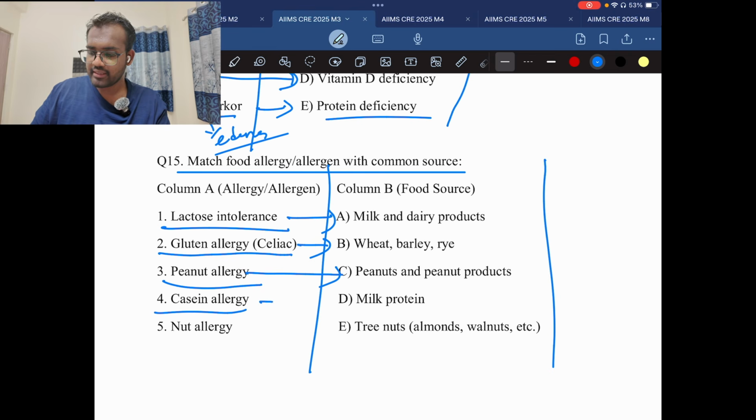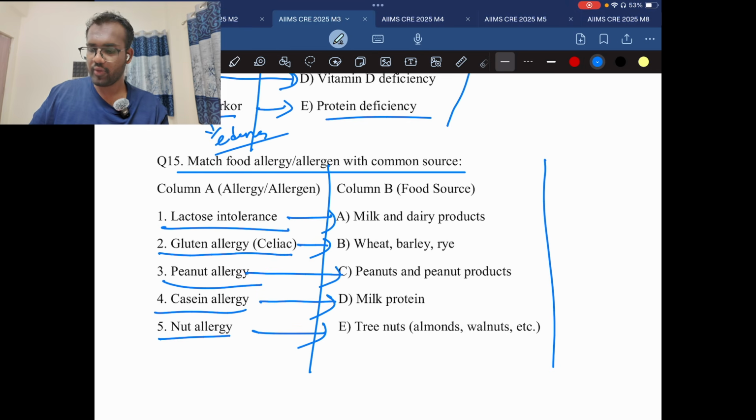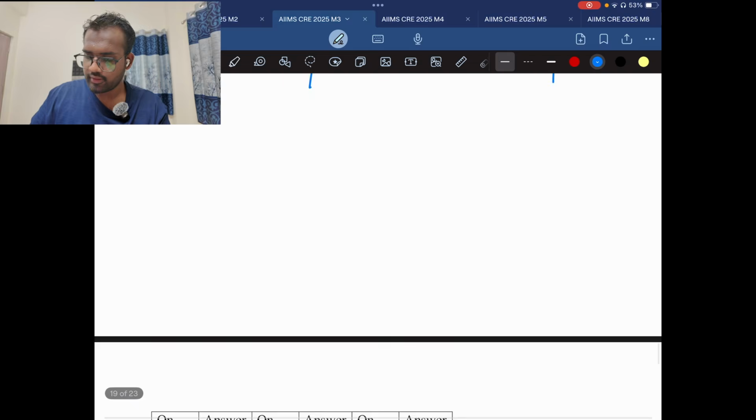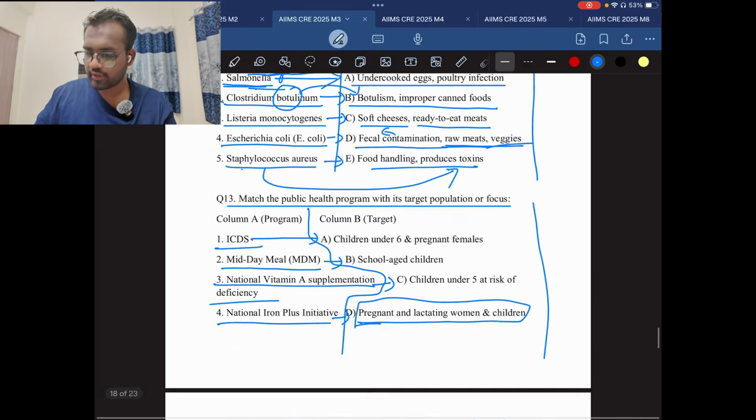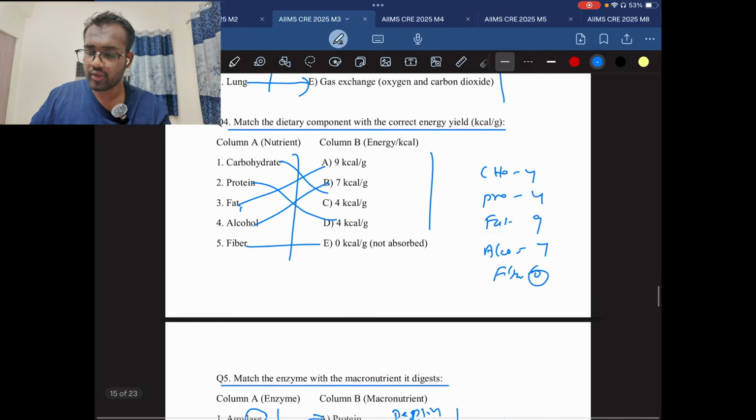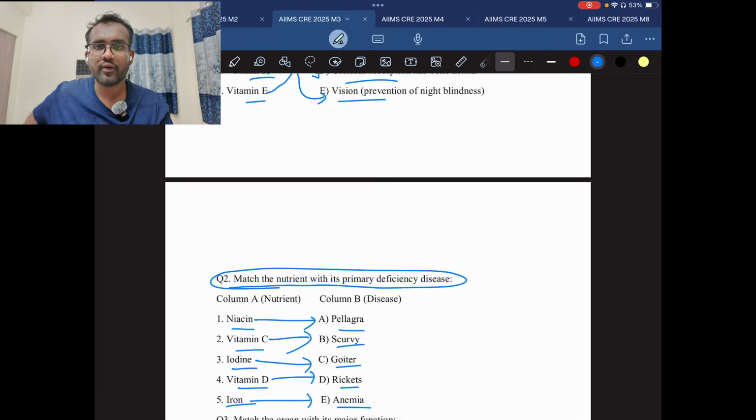And for casein allergy, we avoid milk protein. Casein is a milk protein present in milk. And for nut allergy, we avoid tree nuts, almonds, walnuts, etc. So there we avoid them. About these allergen reactions I have clearly mentioned in my notes. You can go to the notes and check it out. So that's all for today. I hope I have cleared many of your doubts and gone through many of the questions and tried to explain them.